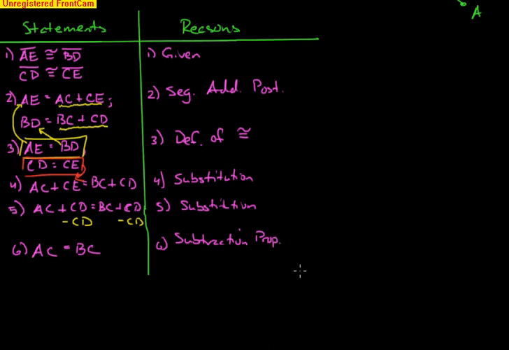And finally, if AC is equal to BC, we can show what we want to prove. We can show that segment AC is congruent to segment BC, and that is by the definition of congruence. When you go from equality to congruence and back and forth, it's the definition of congruence.